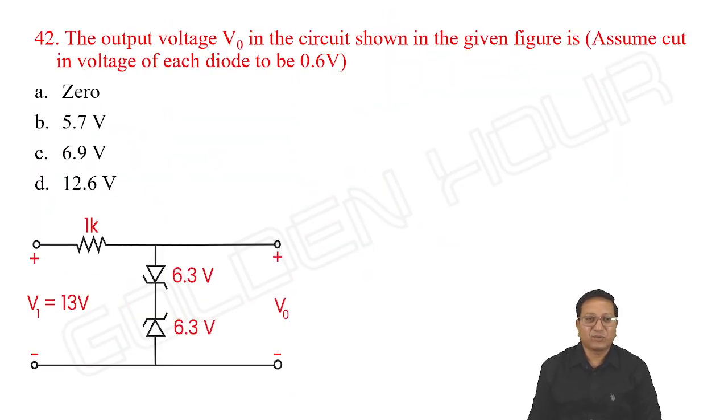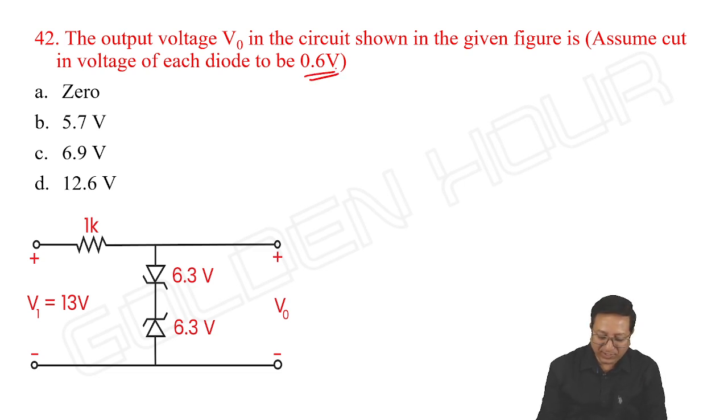Yes, look at this question. The output voltage VO in the circuit shown in the given figure is, assume cut-in voltage of each diode to be 0.6 volts. Okay, cut-in voltage is given and two Zener diodes are connected back to back. Their breakdown voltage is 6.3 volts. How do we do this problem? First of all, look at the input. Is it greater than the breakdown voltage of Zener diode or not? Absolutely, it is greater. Then fine.